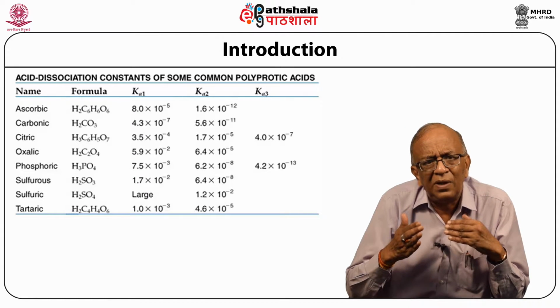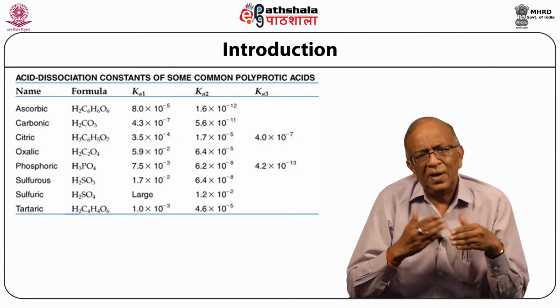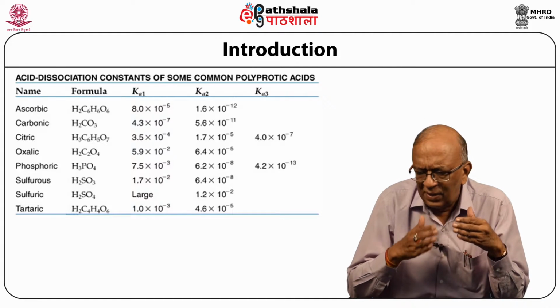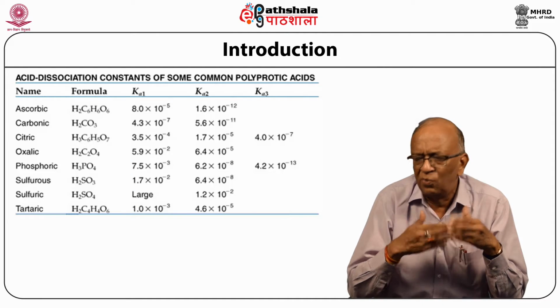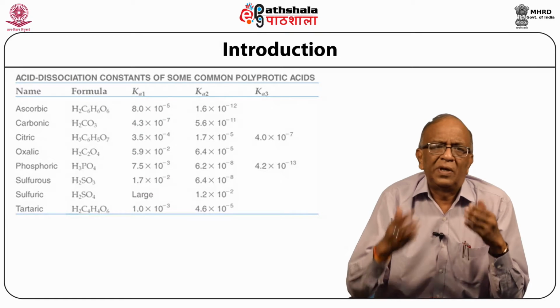What should be the K value? The K value increases. The K value of the first is less, but it goes on increasing, which indicates that their ionization becomes more difficult. Removal of a proton is more difficult in the second case, and in the third case it is even more difficult.